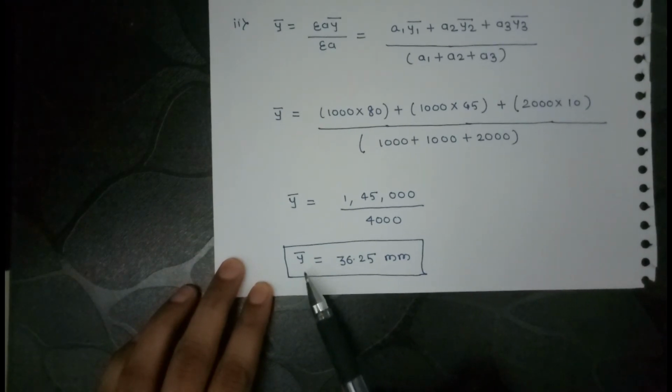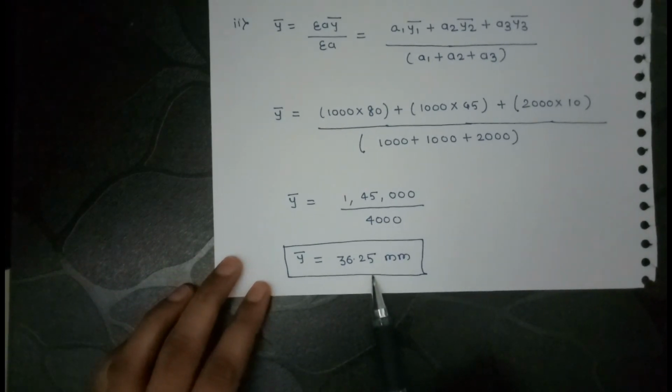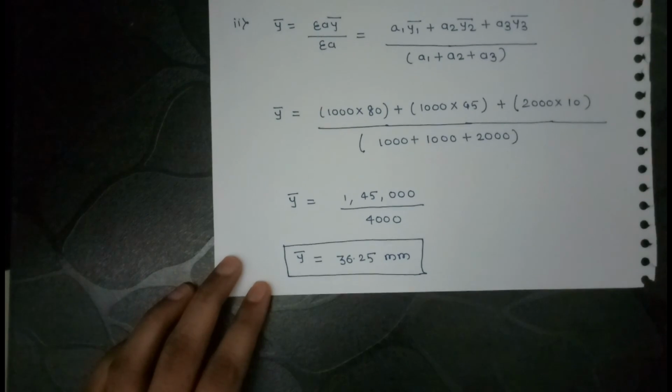So what is meant by y bar? The distance between point G to base of x-axis is equal to y bar. So y bar is equal to 36.25 mm.